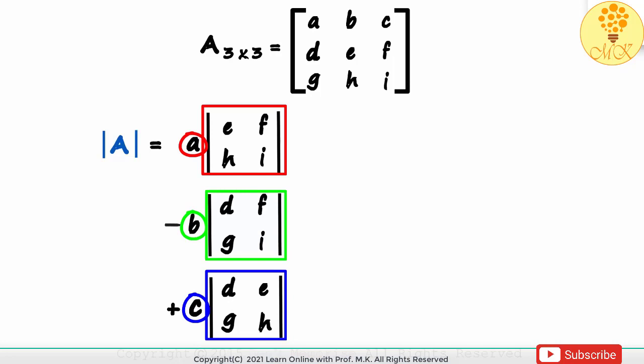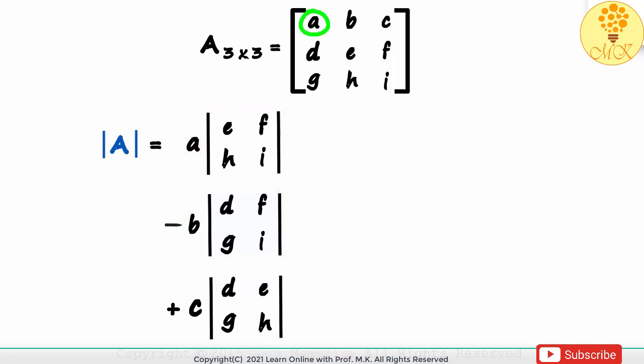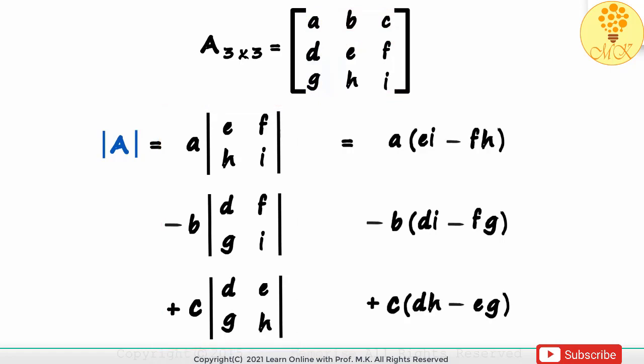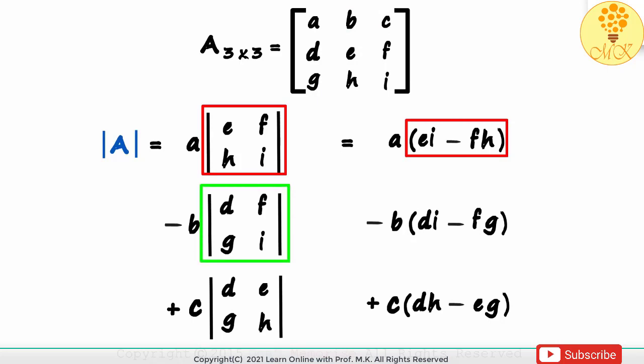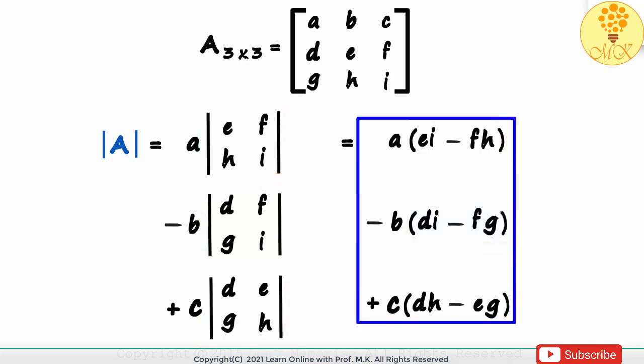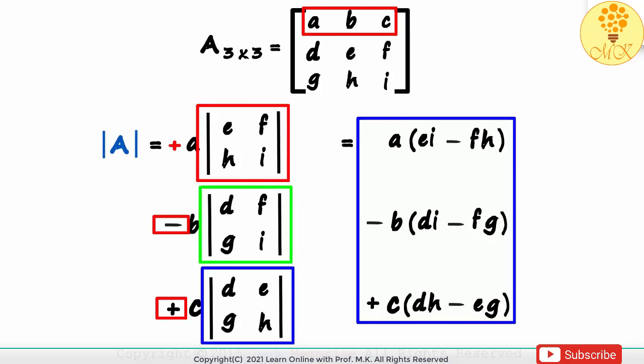Looks really difficult, right? But it isn't if you remember what I told you. Whatever element you take, exclude its row and its column and multiply it with the determinant of what remains. Solving it further, it can be written like this. This determinant will equal EI minus FH. This will be DI minus FG, and this will be DH minus EG. This is the formula for the determinant of a 3x3 matrix. First row, plus minus plus, and multiply with respective determinants.